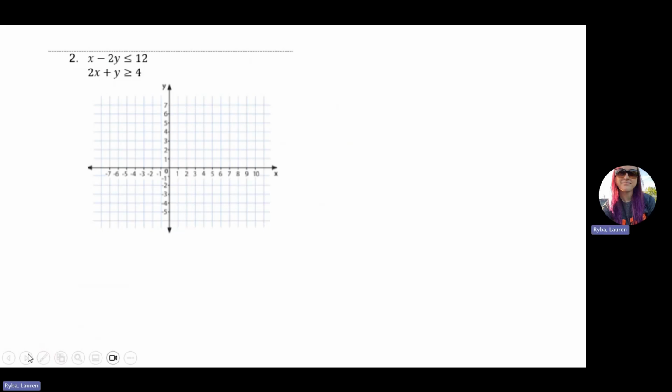All right. As we go through these, we got one more here. We'll do this one and then we'll talk about corner points. So x minus 2y less than or equal to 12. So I'm going to subtract the x over. Negative 2y less than or equal to 12 minus x. Got to divide by the negative 2, which is going to flip my sign.